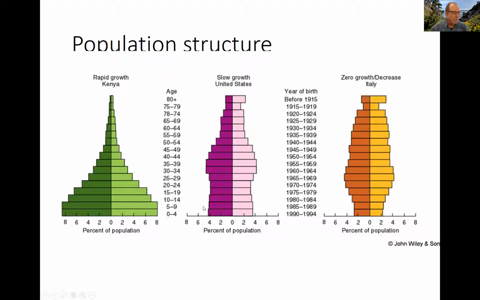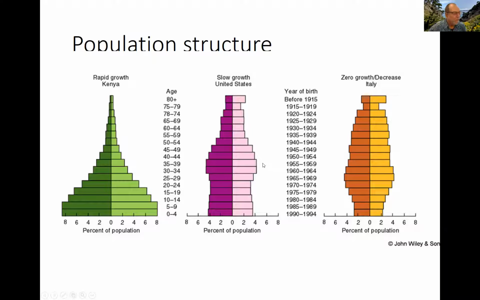If we compare that to a country like the United States, we see a couple of things here. First of all, we see that the base of the pyramid, you really can't call it a pyramid. The base is slightly wider at the bottom than it is going up, but overall there's a relatively slow rate of growth. Of course, we have to consider the population as a whole.